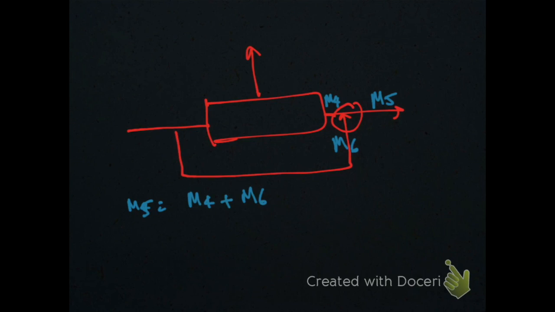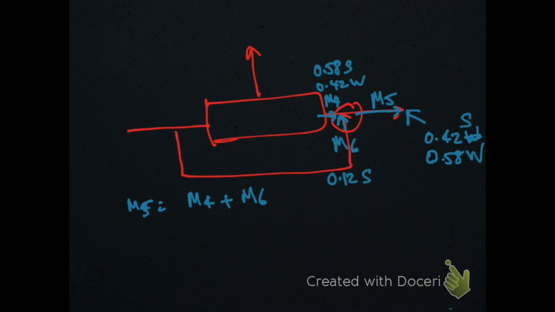Okay, because this is the direction here. The total from this point and this point make up the M5 stream. So that makes sense, right? M5 should be bigger than the values in M4 and M6. That is one equation. The second equation, because we know that this is 0.58 solid, 0.42 water, but the outlet of here is actually 0.42 solid, 0.58 water, and here you have 0.12 solid and 0.88 water. So we have one equation here.